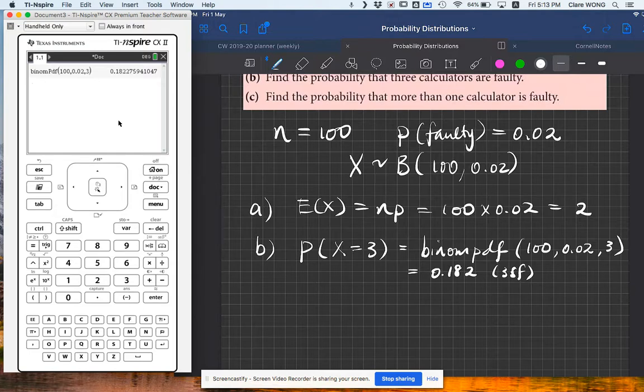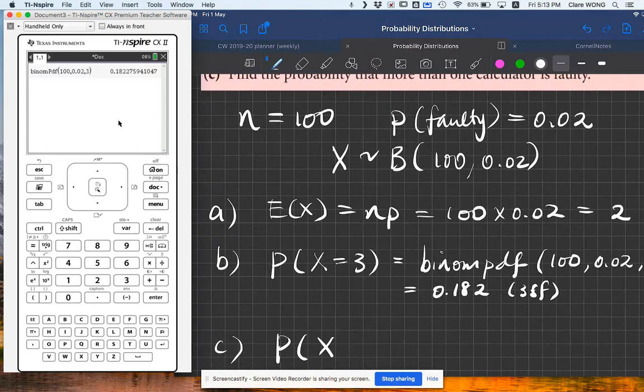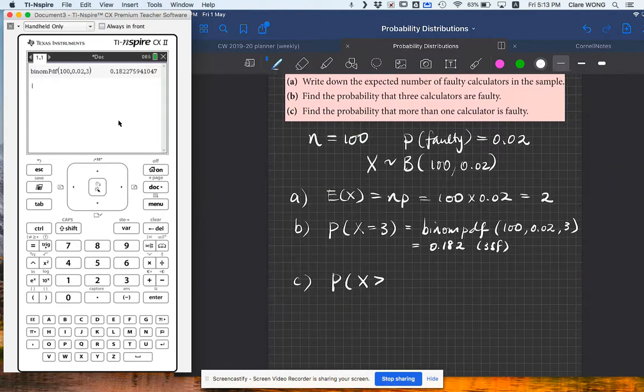C. Find the probability that more than one calculator is faulty. More than one, so we can set up. Can it be equal to 1? When is that more than 1? So it cannot. So you have to say, oh, probability of x has to be greater than 1. Now, what does that mean? What do we have to do? So we must make use of a cumulative one.